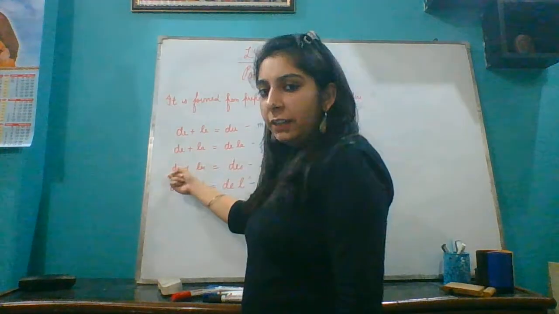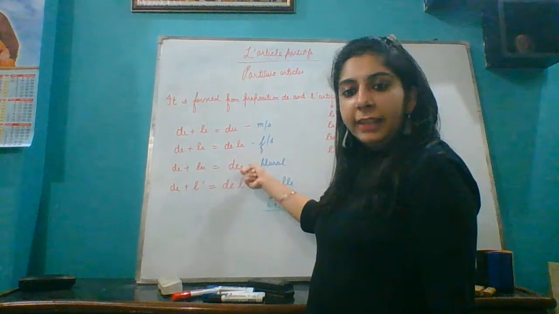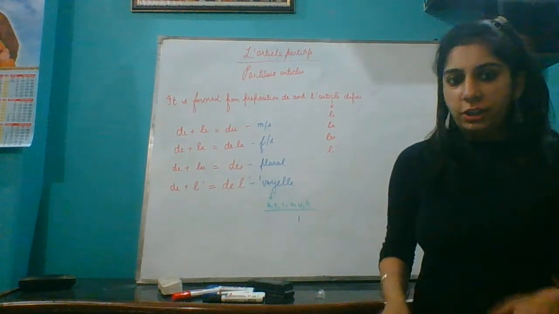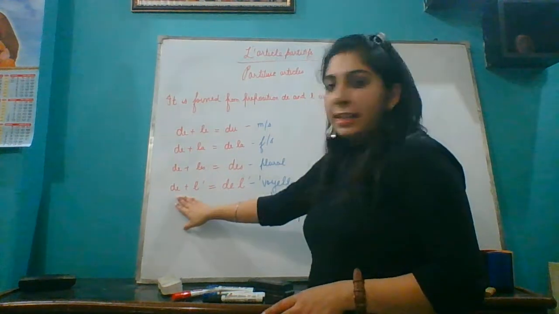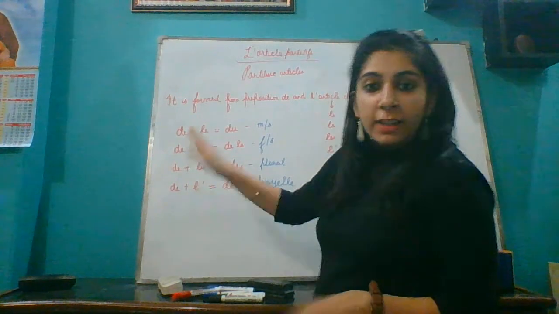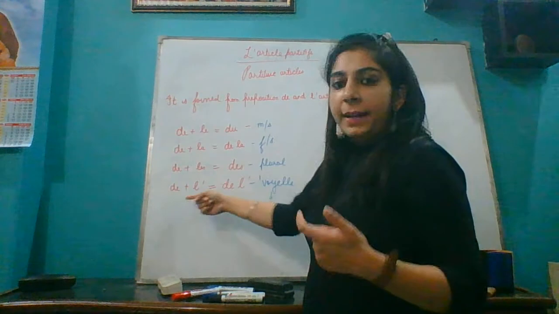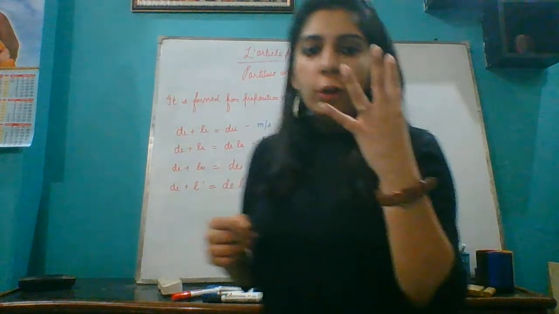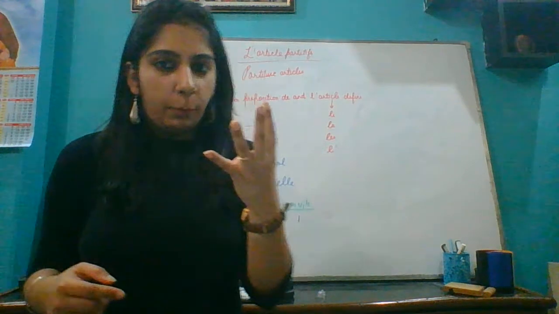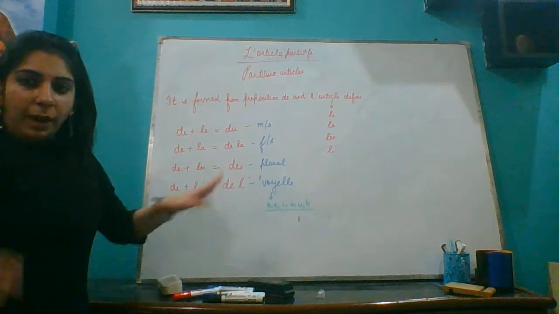Then the third category we have is de plus les. De plus les, des. Des is used when the noun would be plural, irrespective of whatever the gender is. Okay. Then the last category we have is de plus l apostrophe. L apostrophe signifies that the noun would be starting with a vowel. So, de plus l, de l'. So, the four were du, de la, des and de l apostrophe. These were the four categories of article partitif.